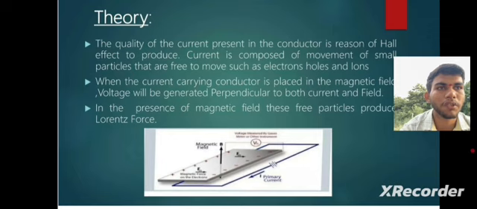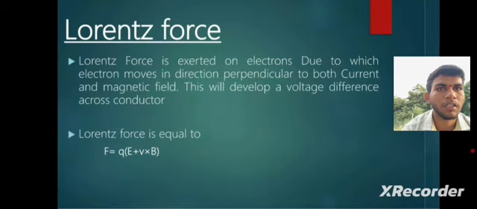The Hall effect is produced because current consists of small moving particles, free moving charges such as electrons, holes and ions. When a current-carrying conductor is placed in a magnetic field, a voltage is generated perpendicular to both the current and the field. In the presence of a magnetic field, these free particles experience the Lorentz force, since the electrons move in a direction perpendicular to the current and magnetic field. This develops a voltage difference across the conductor.